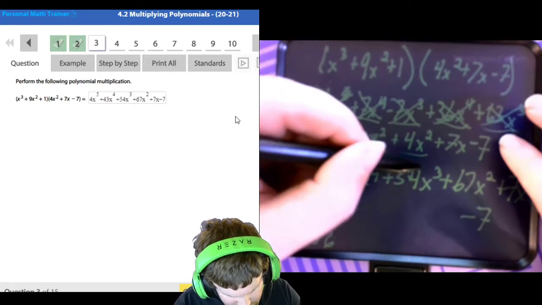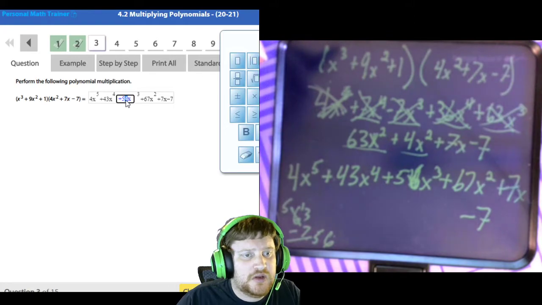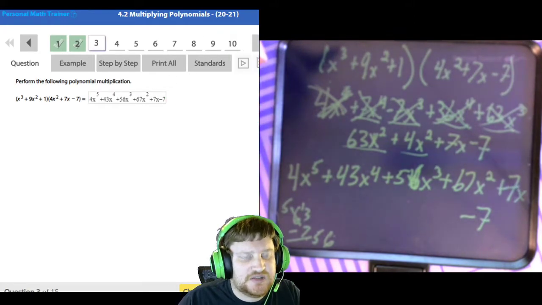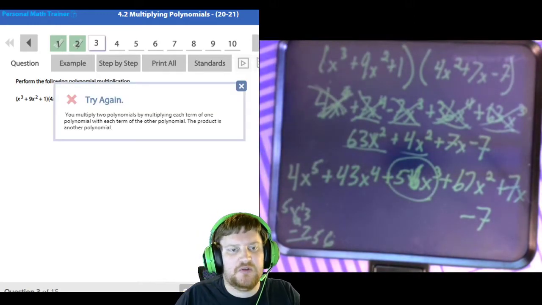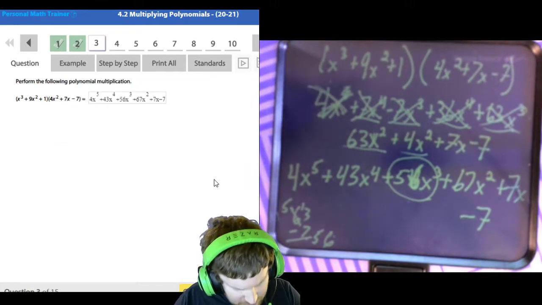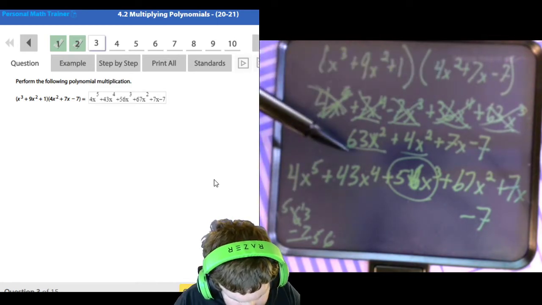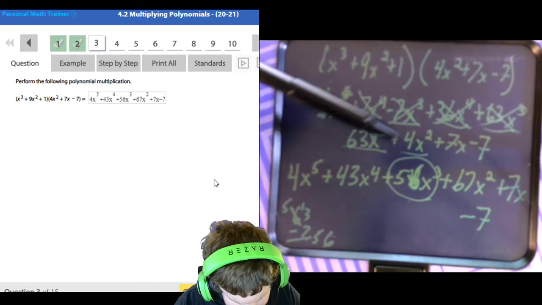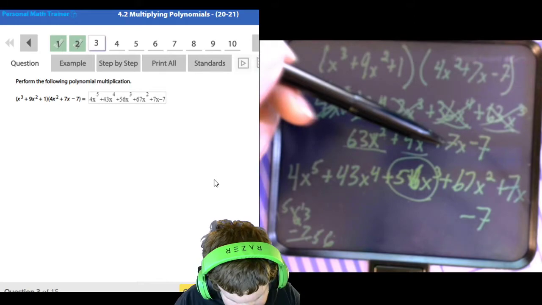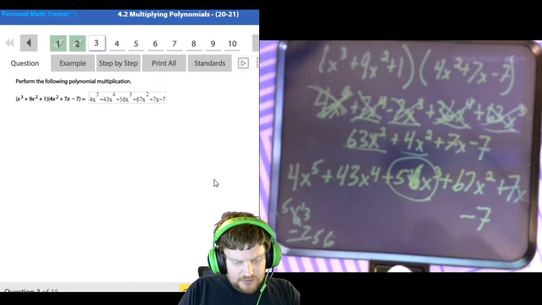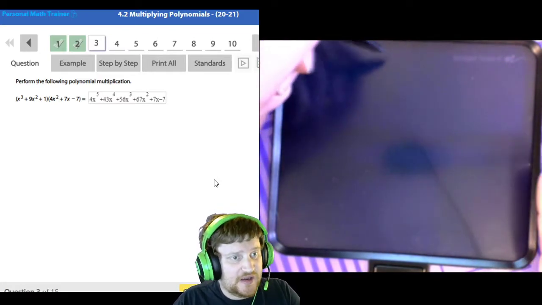That is 56. And there's our mistake. You guys will notice that we didn't make a mistake in setting it up, but anytime I make a mistake, personally, it's almost always going to be in the arithmetic. And apparently that's not the only mistake I made. 63x squared plus 4x squared is 67x squared. 7x minus 7. So apparently I get to redo the problem completely because I made a mistake somewhere and I can't find it.